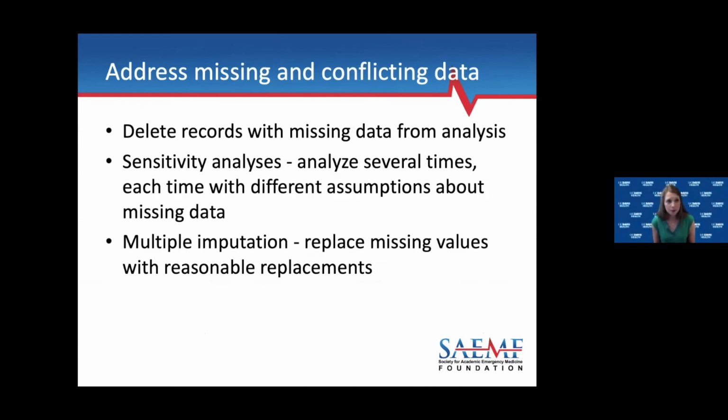And I mentioned this before, but once again, address missing and conflicting data. Several ways to do this. The first, and probably the most common, is to delete records with missing data from the analysis. And this is maybe acceptable if the amount of missing data is small. It may, however, introduce bias, particularly if the data were not missing at random.